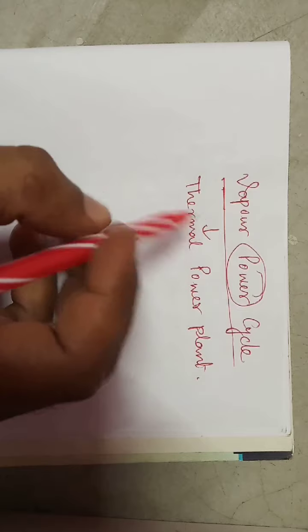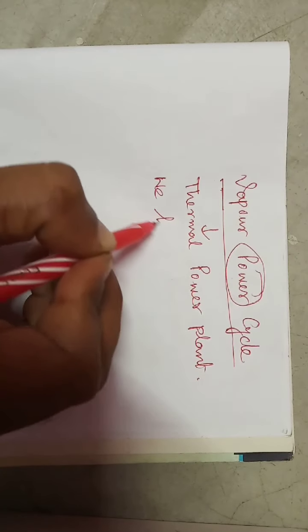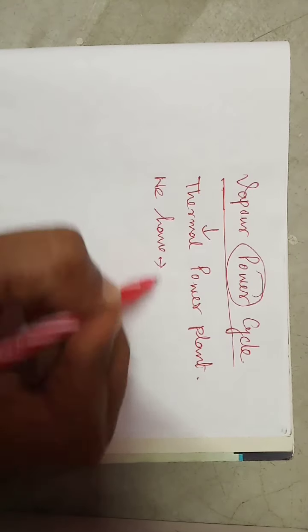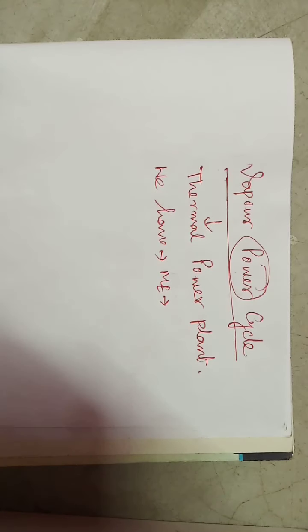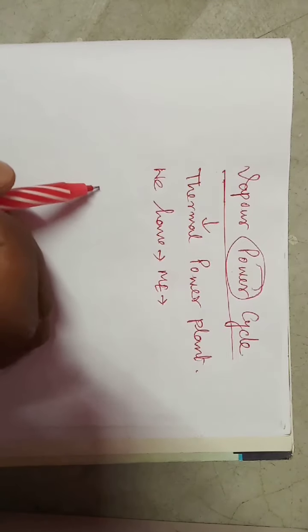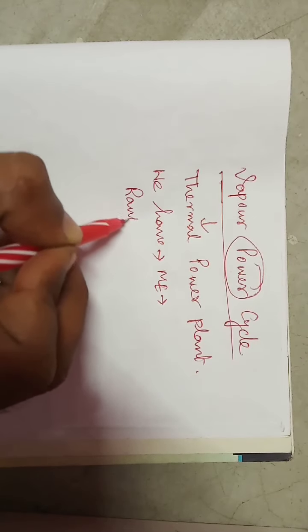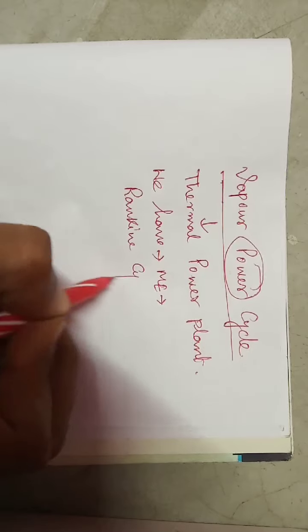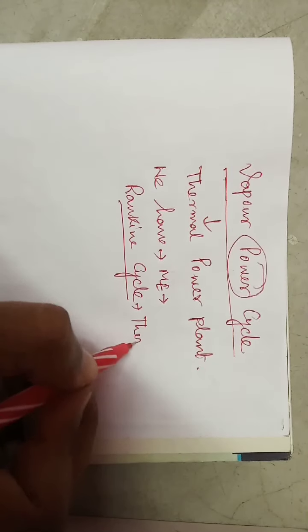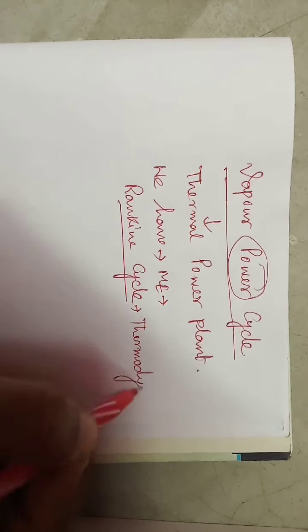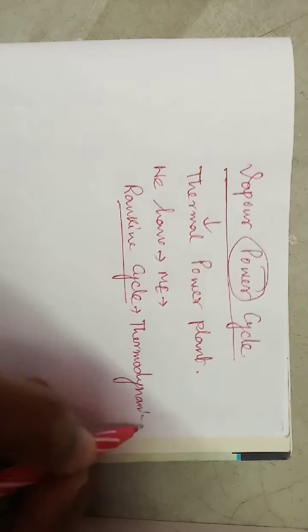Meaning, what do we have to do? We have to put out mechanical work from that cycle. It is also called a Rankine cycle. It is ultimately a thermodynamic cycle. What is a thermodynamic cycle?